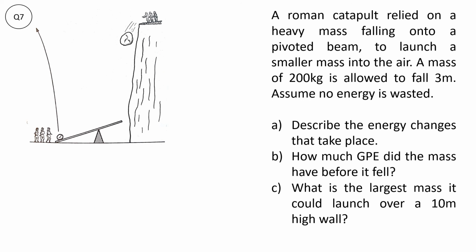Question 7. I like this one. A Roman catapult relied on a heavy mass falling onto a pivoted beam so that a smaller mass would be launched into the air. A mass of 200 kg is allowed to fall 3 meters. So that's 200 kg. It's pretty big. Some pretty beefy Roman soldiers to get that to the top. Falling by 3 meters.